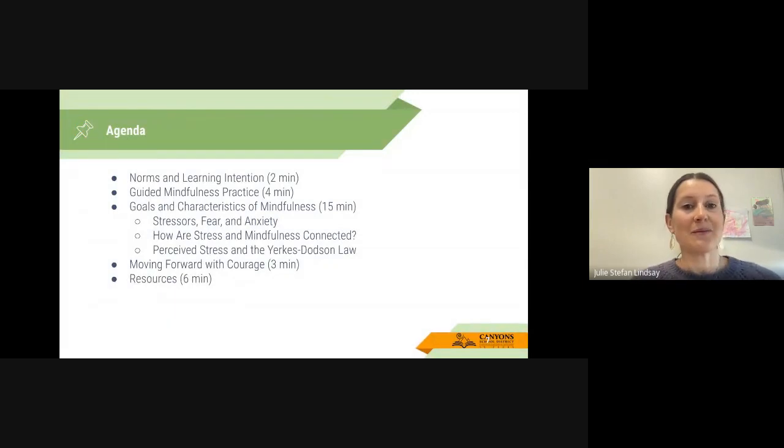So we've gone through some of the norms and learning intentions. I'm going to guide a mindfulness practice. Then we'll talk about some of the goals and characteristics of mindfulness, including stressors, fear, and anxiety, how stress and mindfulness are connected, perceived stress, and the Yerkes-Dodson law, how to move forward with courage, and I'm going to share a lot of resources that you can explore and use after this session.